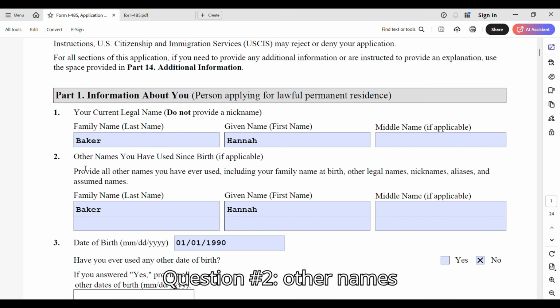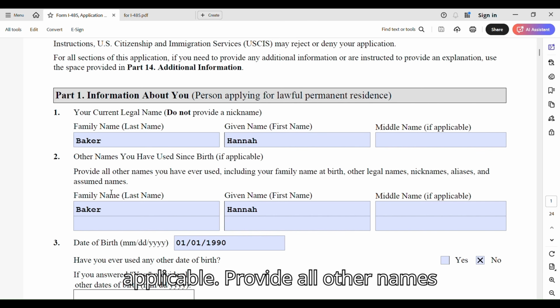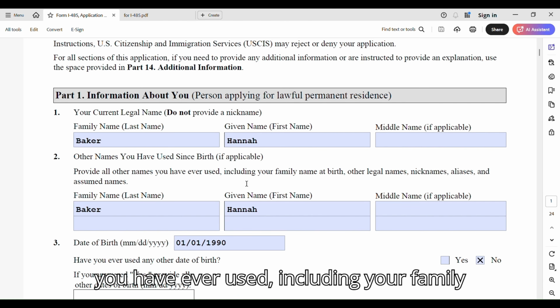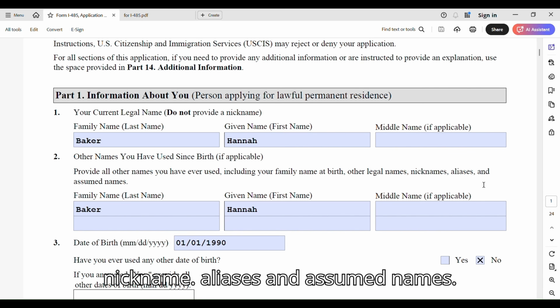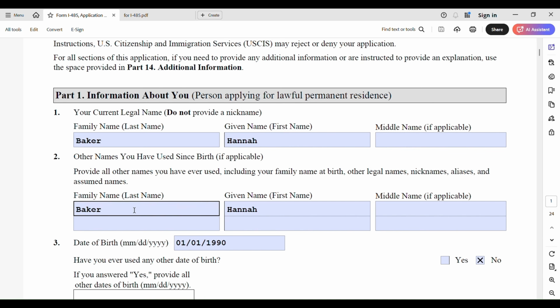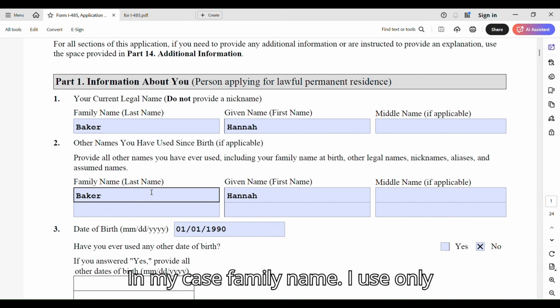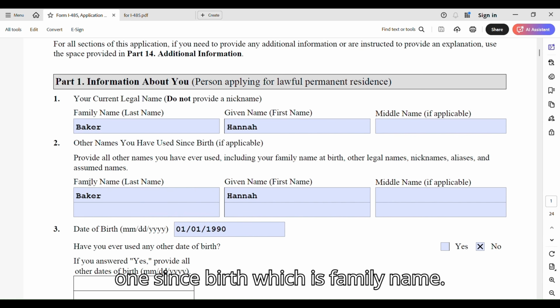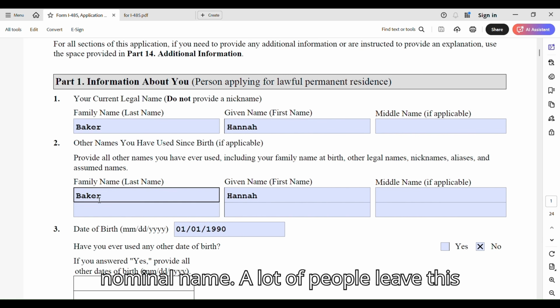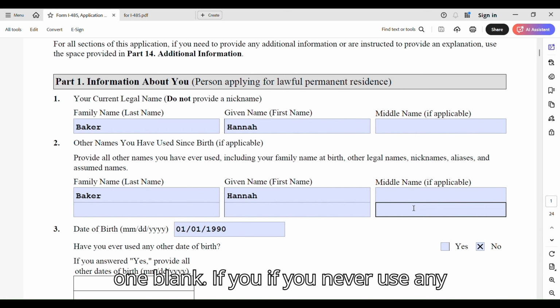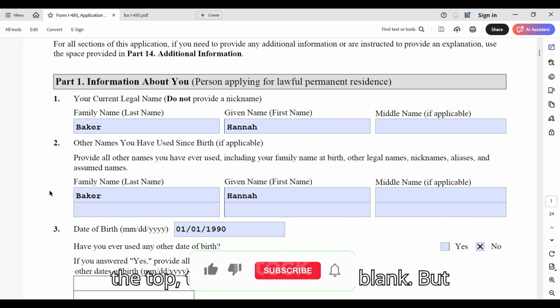Question number 2, other names you have used since birth, if applicable. Provide all other names you have ever used, including your family name at birth, other legal names, nicknames, aliases, and assumed names. In my case, I use only one since birth, family name Baker and given name Hannah. A lot of people leave this one blank if you never used any other names except the one at the top. But both work. It's up to you how you want to do it.